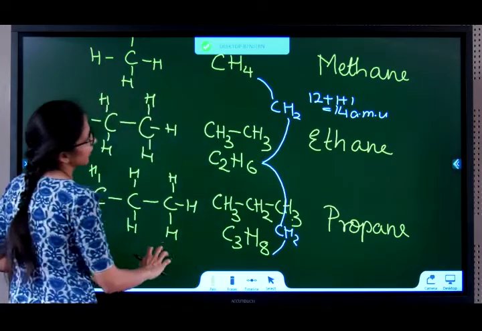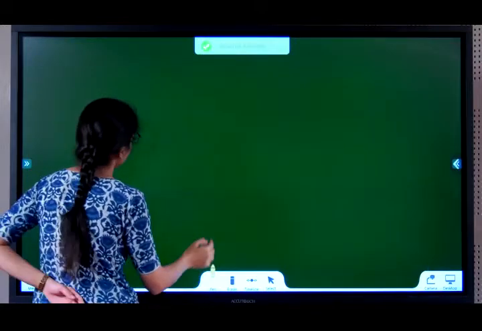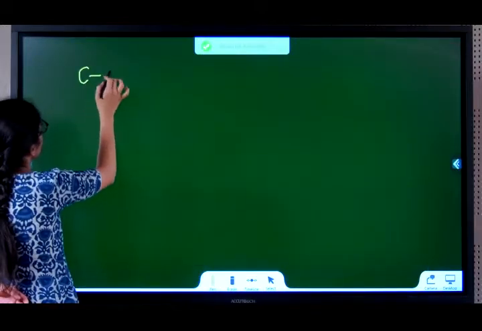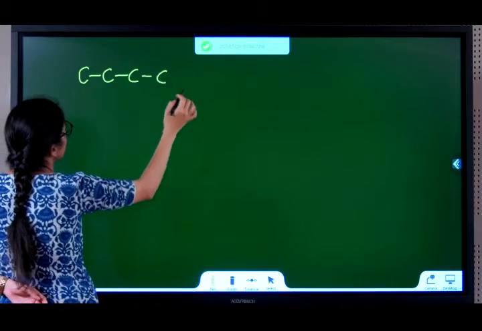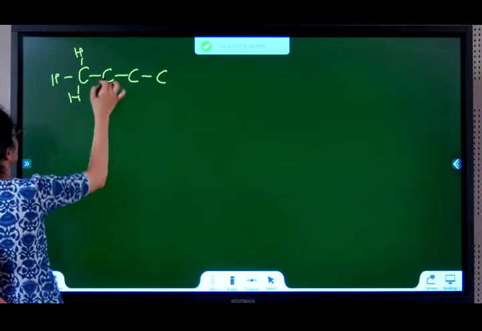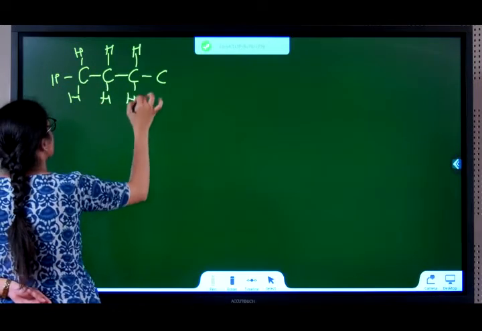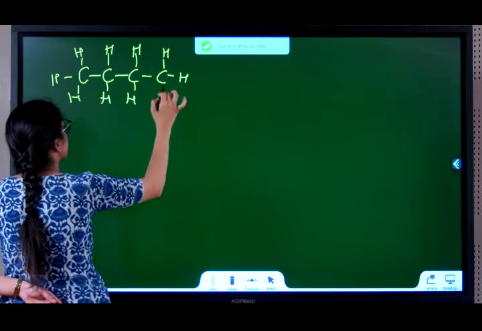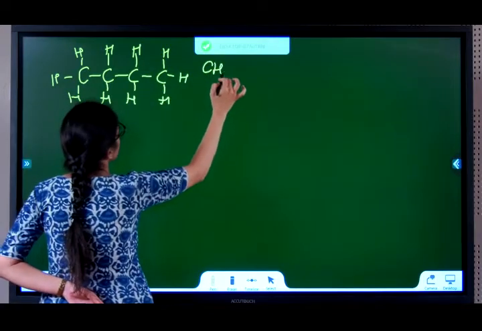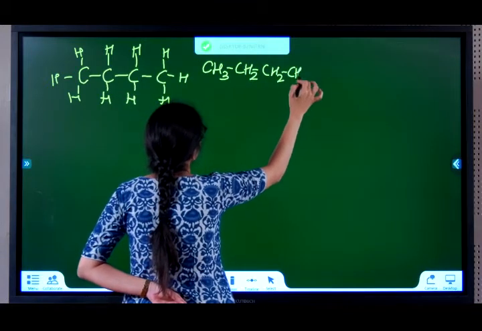Let's now go to the next member, butane, pentane, hexane. Come on. So do it with me. 4 carbon atoms. So how many H's? H, H, H. How many H's? H, H. How many H's? H, H. How many H's? 3. CH3, CH2, CH2, CH3.